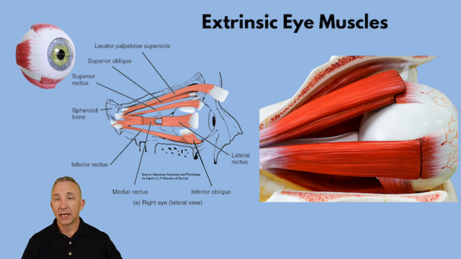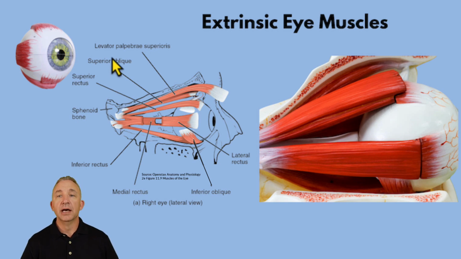Versus this is the external or extrinsic eye muscles, and I typically will organize them based on the cranial nerves that impact them, because we have cranial nerves 3, 4, and 6. 3 is oculomotor, 4 is trochlear, and 6 is abducens. These are the 3 nerves that control our extrinsic eye muscle movement.